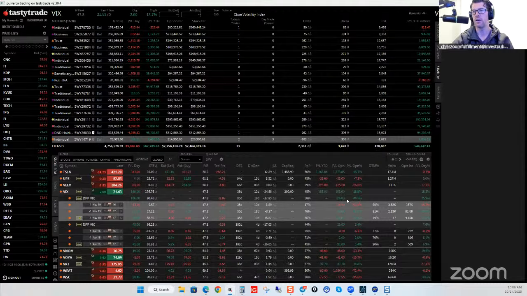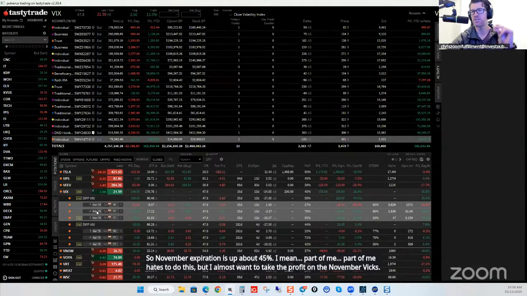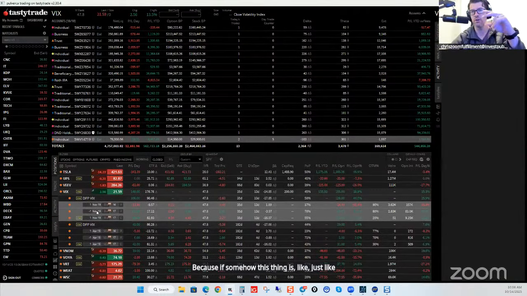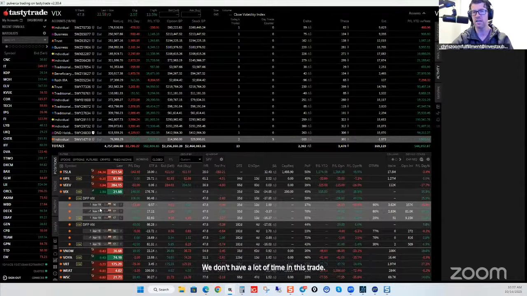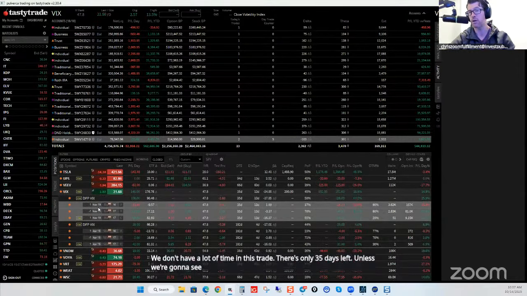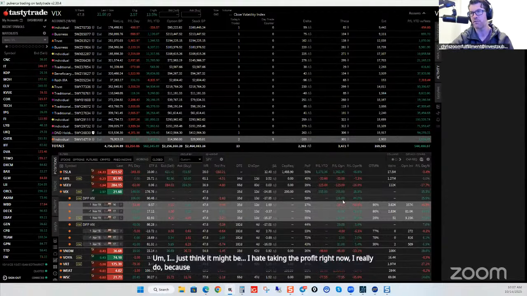I mean, part of me hates to do this, but I almost want to take the profit on the November VIX because this thing, like Friday's sell-off, was contained from Sunday night to Monday morning. We don't have a lot of time in this trade. There's only 35 days left. Unless we're going to see a big fat spike in the VIX now, I just think it might be... I hate taking the profit right now. I really do, because it's just not that much profit.